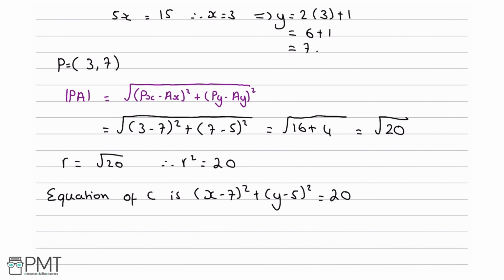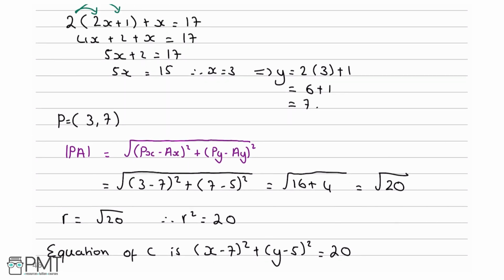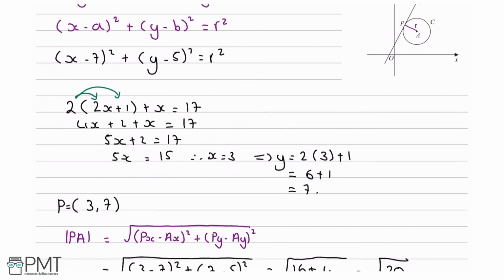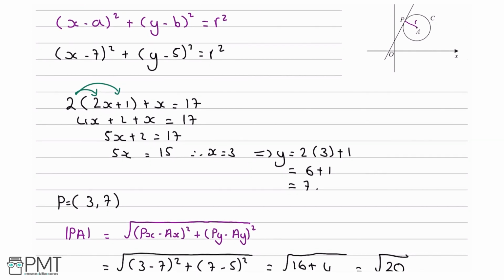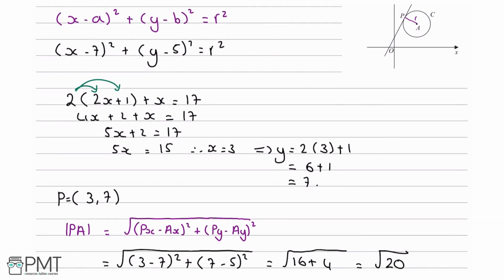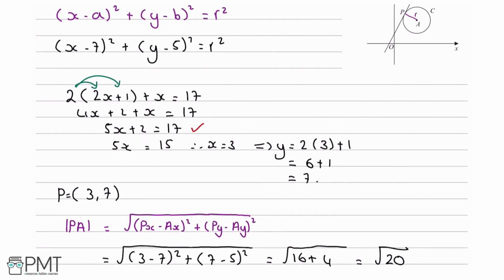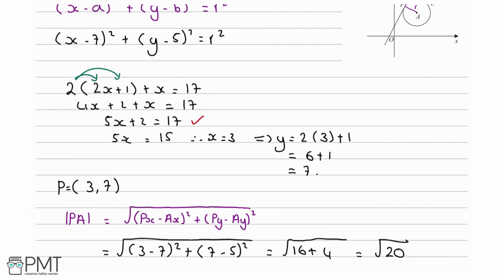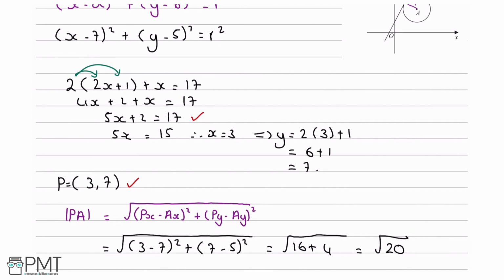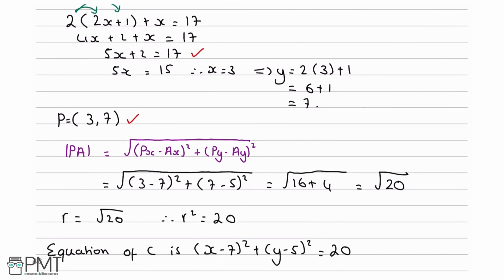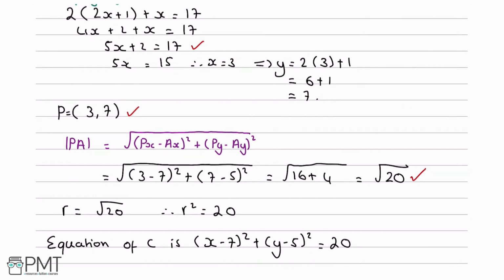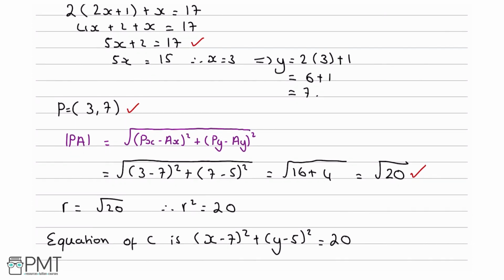This question is worth 4 marks. You get your first mark for knowing that you need to simultaneously solve 2y + x = 17 and y = 2x + 1. So this step up until about here will be sufficient evidence to get you your first mark. Your second mark comes from getting P = (3, 7). Your third mark comes from understanding you need to find the length of PA and getting root 20 as your answer. And your fourth mark comes from getting the full equation of C, so plugging in the point A as well as your radius, so that's your fourth mark there.